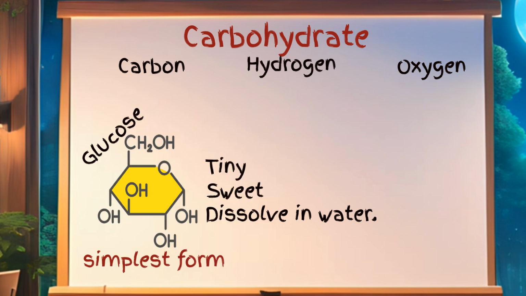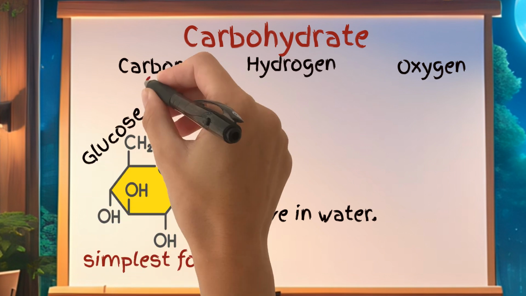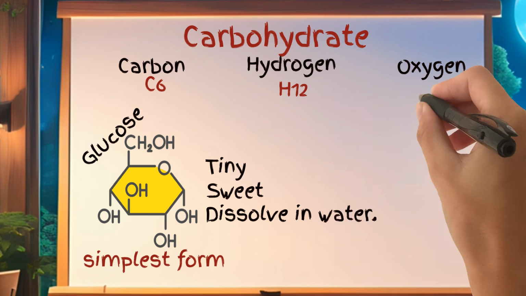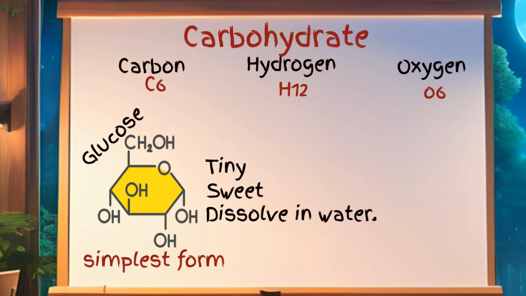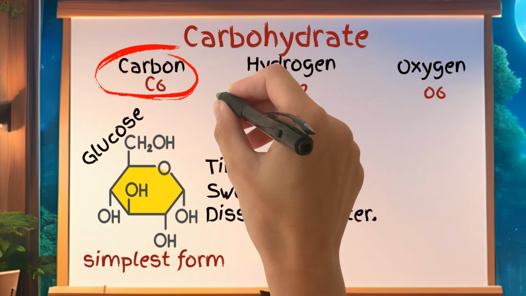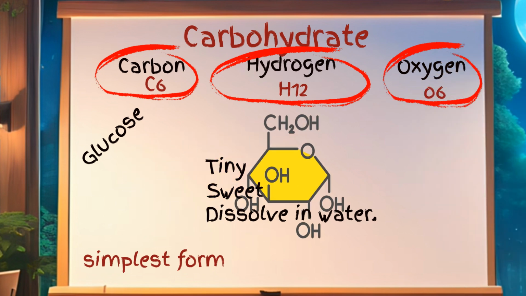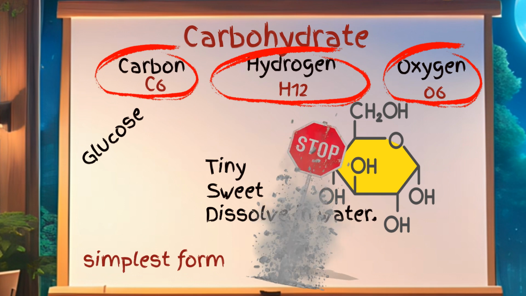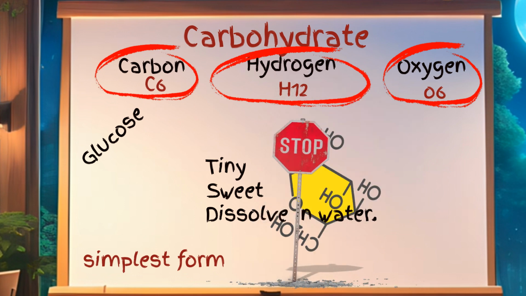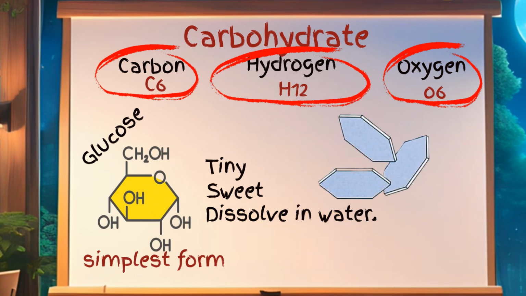Glucose is a small sugar. Its formula is C6H12O6. That means it's got 6 carbon atoms, 12 hydrogen atoms, and 6 oxygen atoms, and they're arranged in a very neat hexagon shape. That's 6 sides, just like a stop sign. Now look at the picture in your book. See that single blue hexagon? That's a glucose molecule. It's tiny, but it's the building block for everything that's coming next.